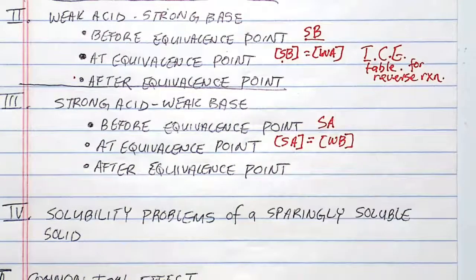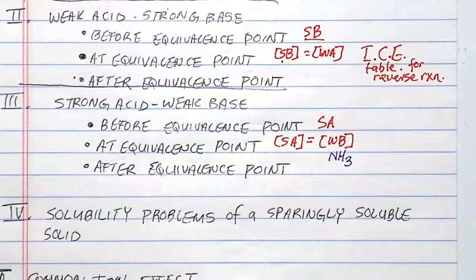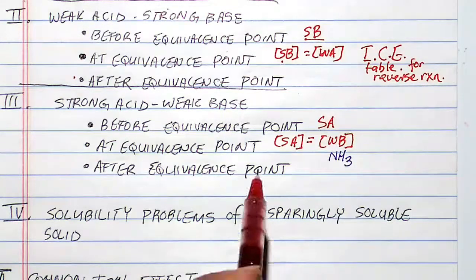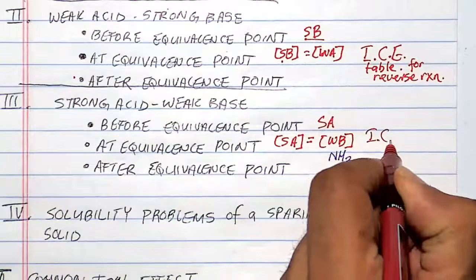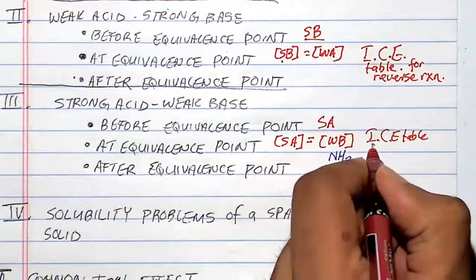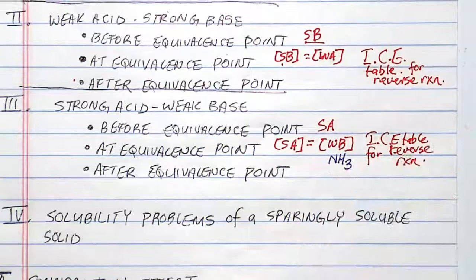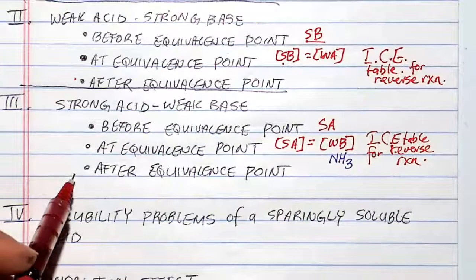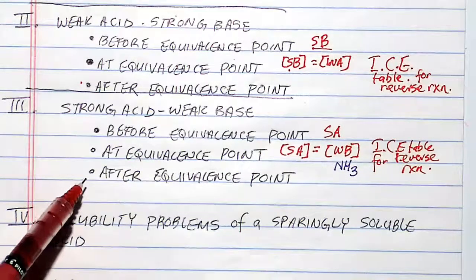So a classic example of a weak base would be NH3, or ammonia, excuse me. That's our classical example of a weak base. So if those two concentrations are equal, we'll have to do an ice table, because this will neutralize that. Their concentrations are equal, so we're actually going to do an ice table for the reverse reaction. And then we will do a problem with the pH, where we will find the pH of a strong acid and weak base after the equivalence point.